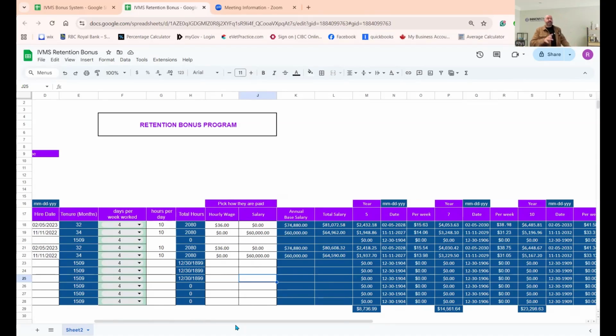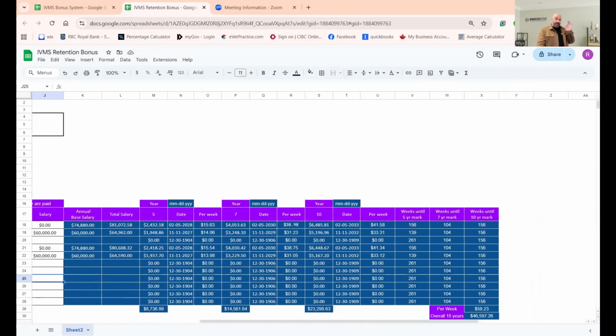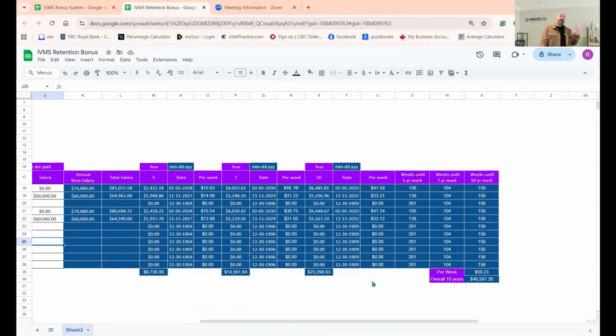In the event that those 4 people stay on for the whole 10-year period, and thankfully, great, you would have paid them without any pay rises in between. You would have paid these 4 people $46,597 in the 10 years. That's $60 a week to keep 4 people for 10 years.